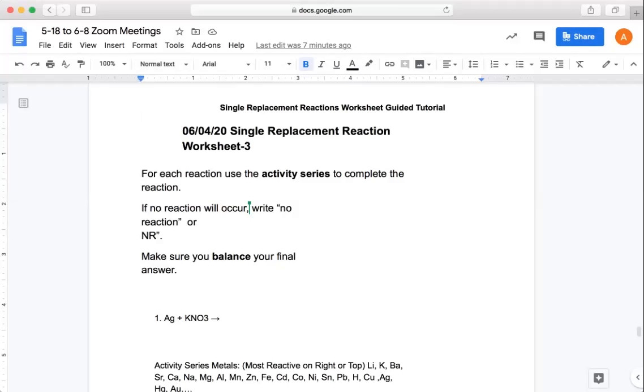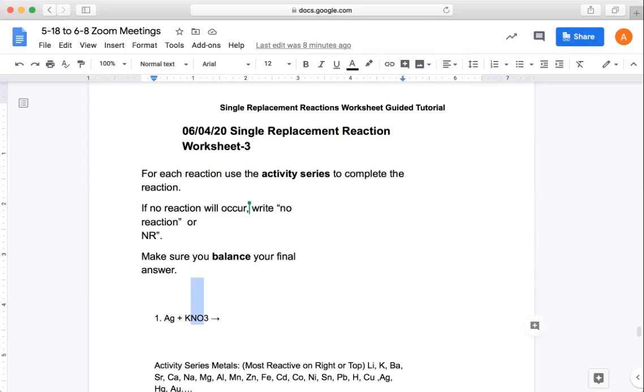Good morning, and today we'll be talking about single replacement reactions. A single replacement reaction is a reaction where one chemical entity replaces another chemical entity which is previously bonded to a third chemical entity.